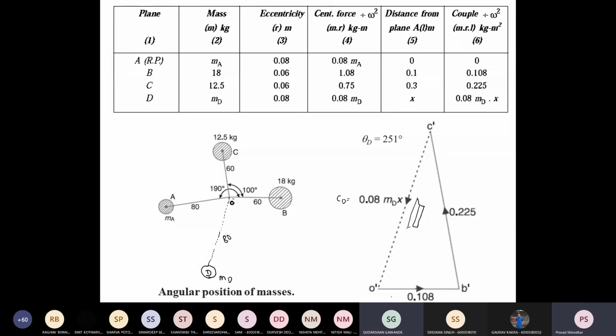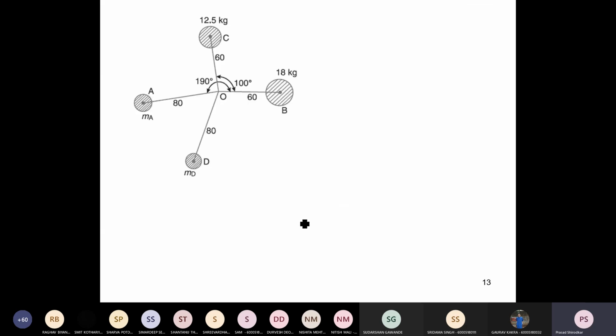Sir, how did you get that 80 distance? Because it is given, no? The radius of A and D is 80. Okay, okay, it is given in the data. Alright, finished up till this. So I'm just going to replot this angular position on the next page. Okay, so that's all I have written.